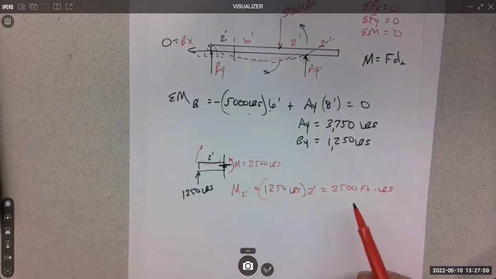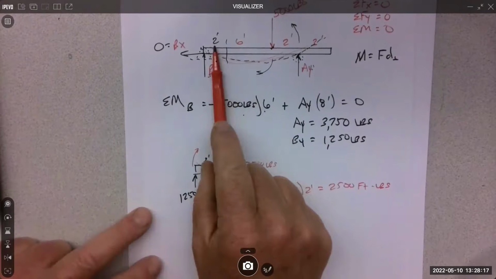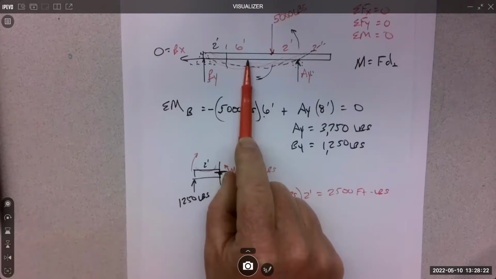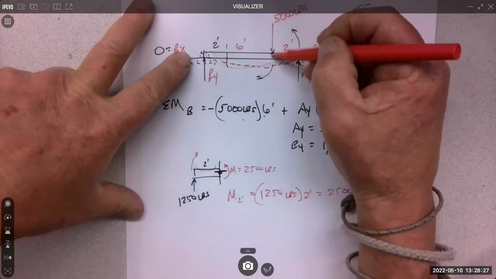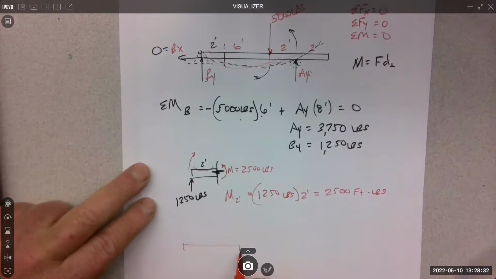The moment at 2 feet is 2,500. What would the moment be at 4 feet? Yeah, 4 times 1,250, right? Yep. All right, what would it be at 6 feet? Well, originally from the left to that load was 6 feet. Oh yeah, so this would be at 6 feet, correct? Yeah, so let's do it at 6 feet, because that is an interesting thing to look at.